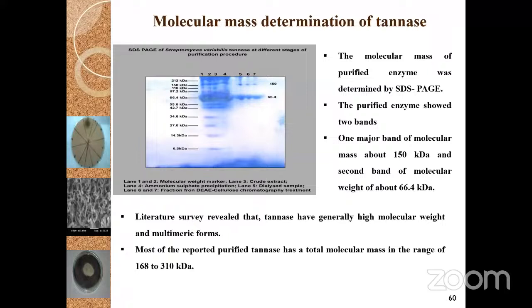Then the molecular mass determination was carried out using SDS-PAGE, and we found that one major band was observed, which was 150 kilodalton, and the second is 66.4 kilodalton. Most of the reported purified tannase has a total molecular mass in the range of 168 to 310 kilodalton. The literature survey revealed that tannase generally has a high molecular weight and is in multimeric form.